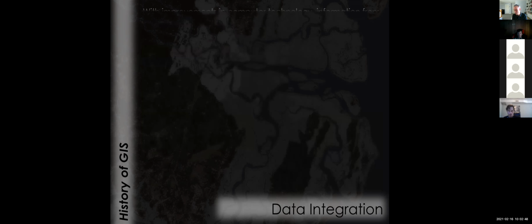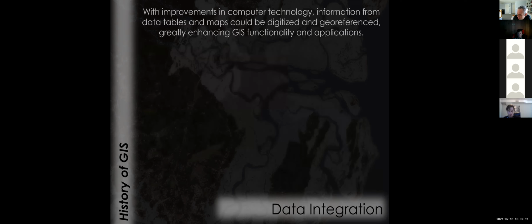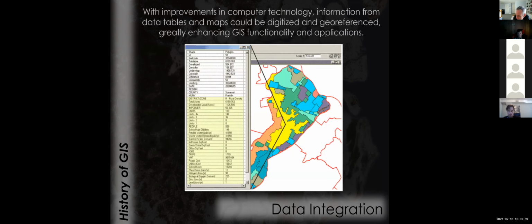And then, of course, there have likewise been improvements in computer technology, which allows information from data tables and maps to be digitized and georeferenced, which also greatly enhances GIS functionality and applications. So not only did we have this explosion in the ability to collect data, but at the same time, we're having an explosion in the ability to analyze and map that data. And so this is really when GIS began to take off as a powerful analytical tool.